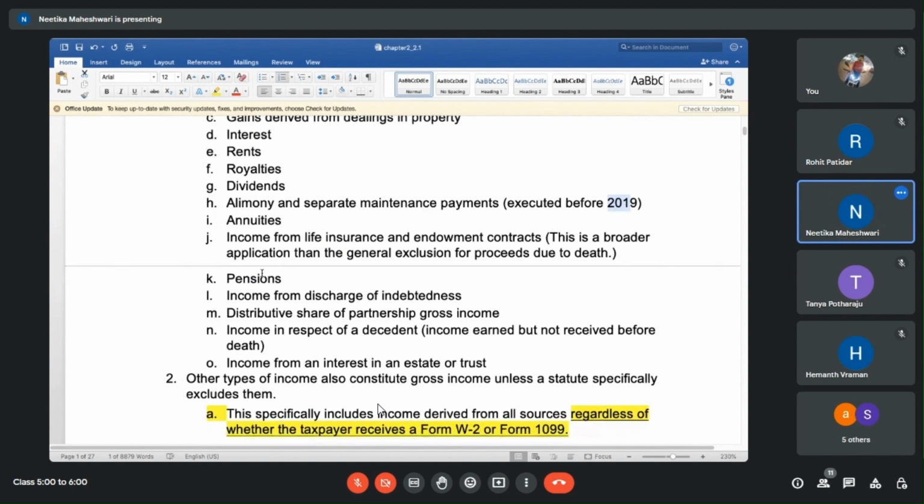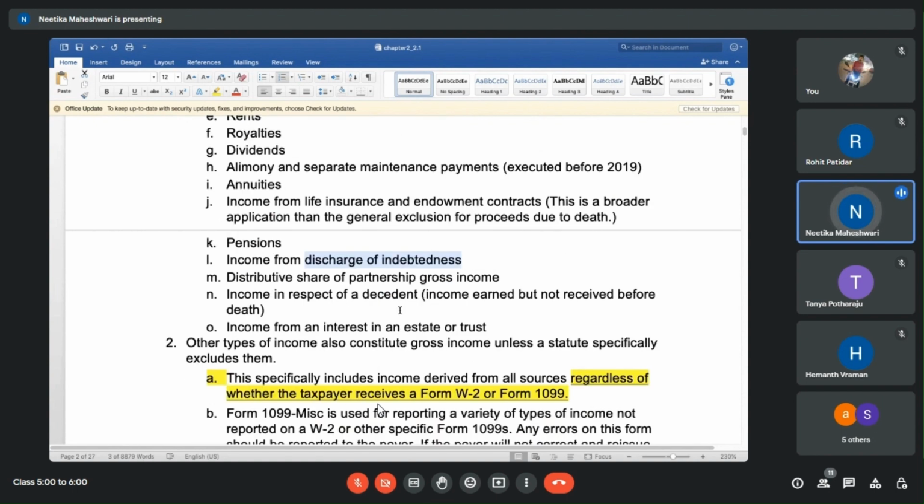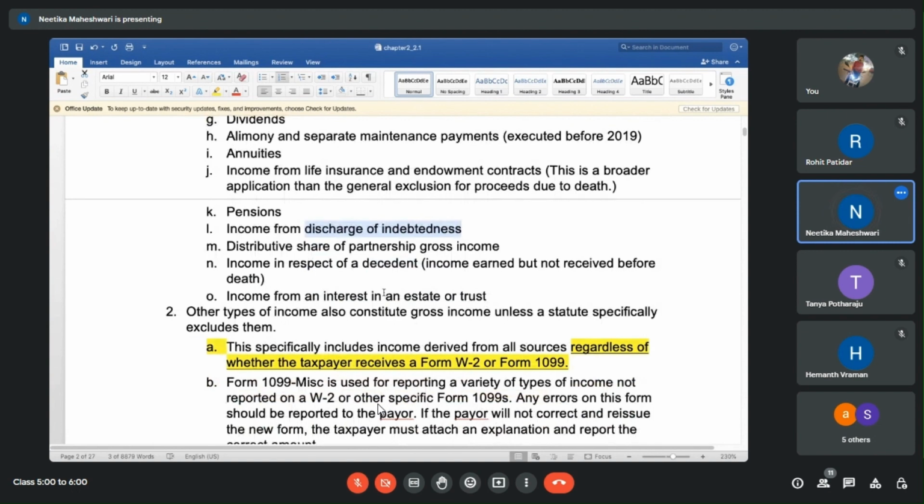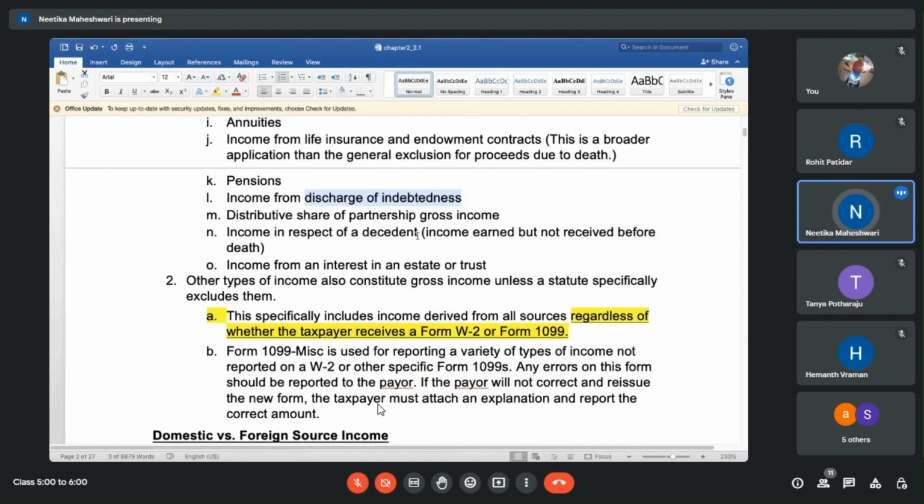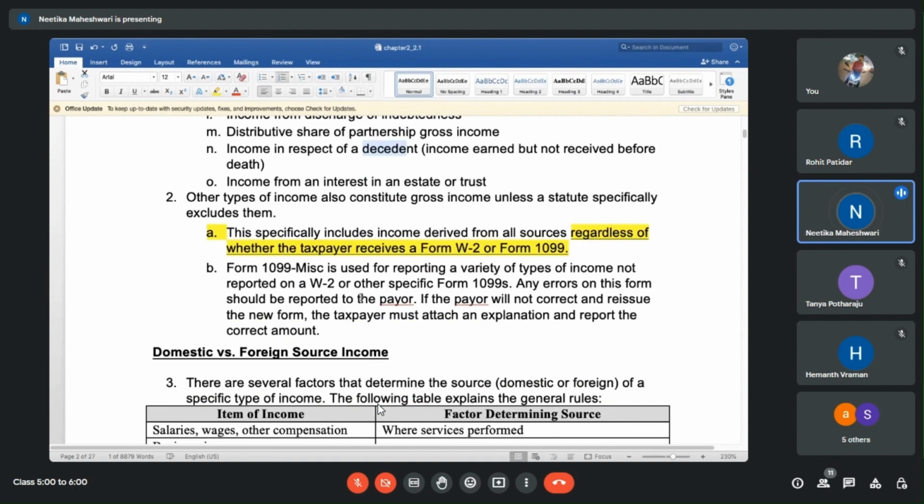Then any other income from life insurance, pensions, discharge of indebtedness. If a person has taken a debt and the creditor comes and says, you don't need to pay it anymore, then that becomes income. They're getting all this money for free, or maybe there's some other consideration involved, but discharge of indebtedness is going to be income. Any partnership distribution, interest in estate or trust. Income in respect of a decedent, that means the person who has died. The income which he or she has earned, but it was received after the death. So there are a lot of those incomes.